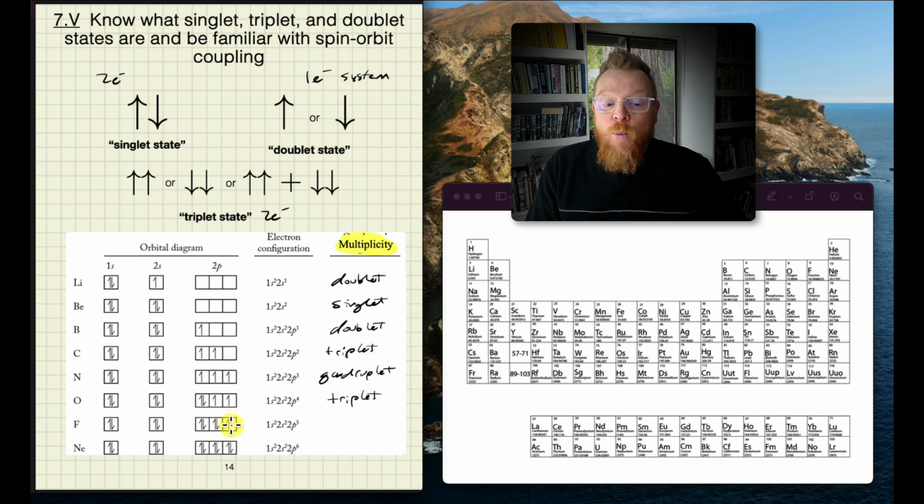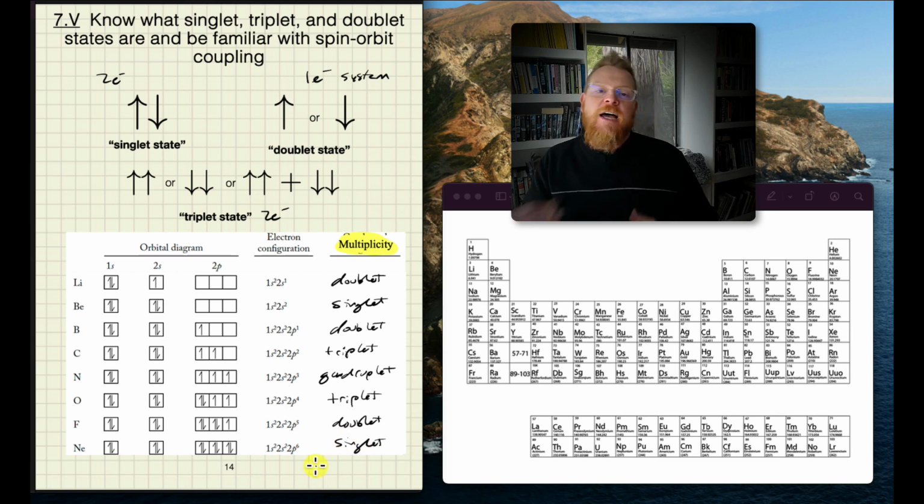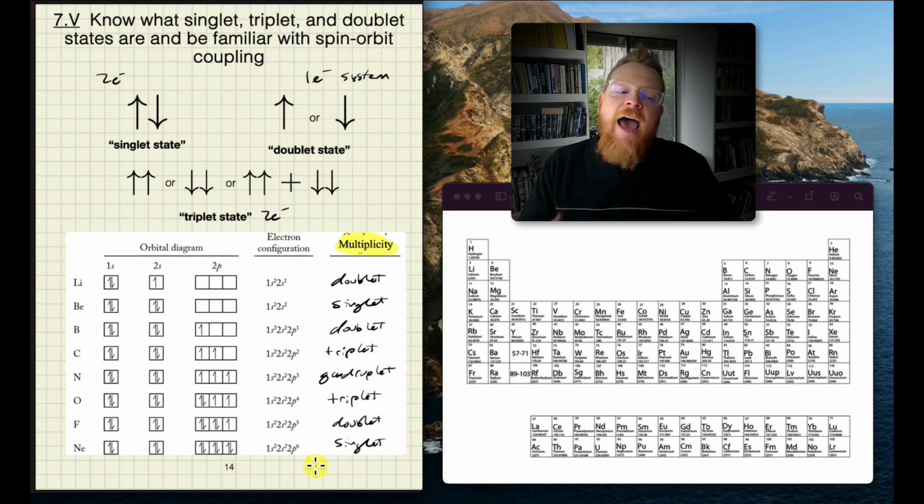Fluorine now, we've got one unpaired electron, so that is a doublet. And then finally neon, everything is all paired up. That is a singlet. And as it turns out, all closed shell atoms or ions are singlet states.